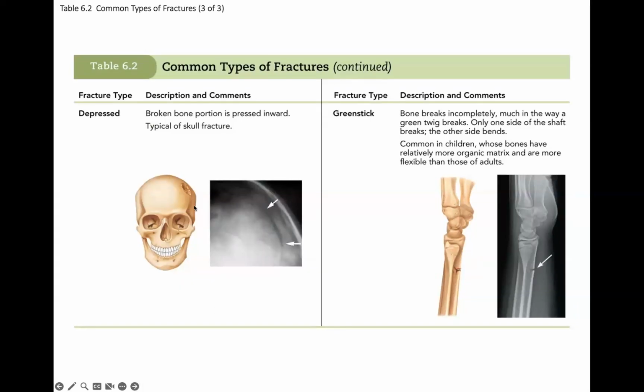Here's a depressed fracture, typical of skull fractures. Here's a green stick. Children have more inorganic material in their bone than organic. And so when they bend their bones in a very awkward way, they typically don't get complete fractures. They get what's called a green stick fracture, and it's just on the outside in the compact bone.